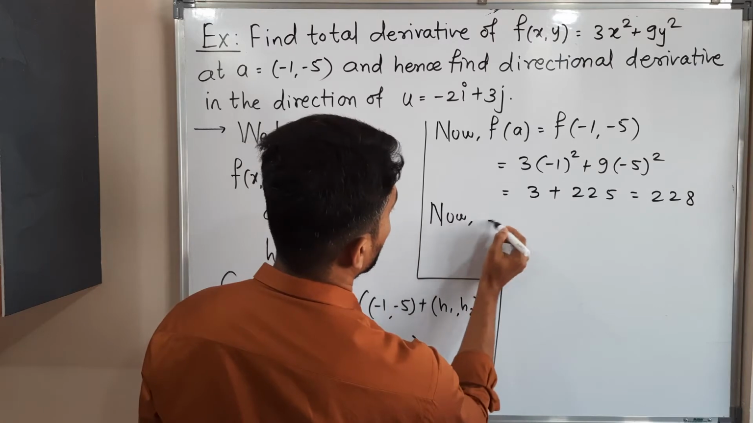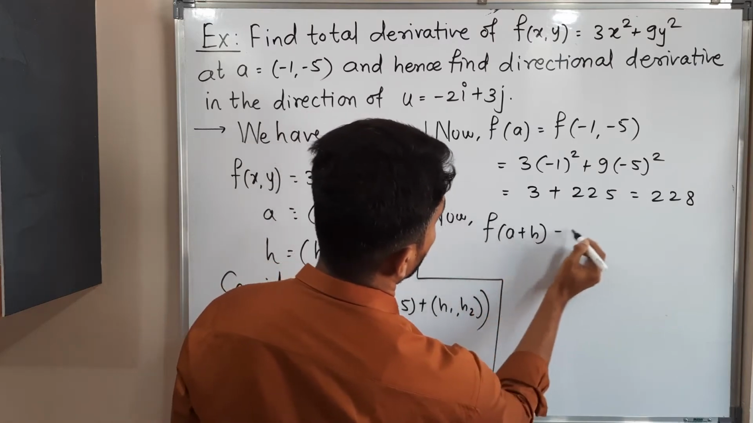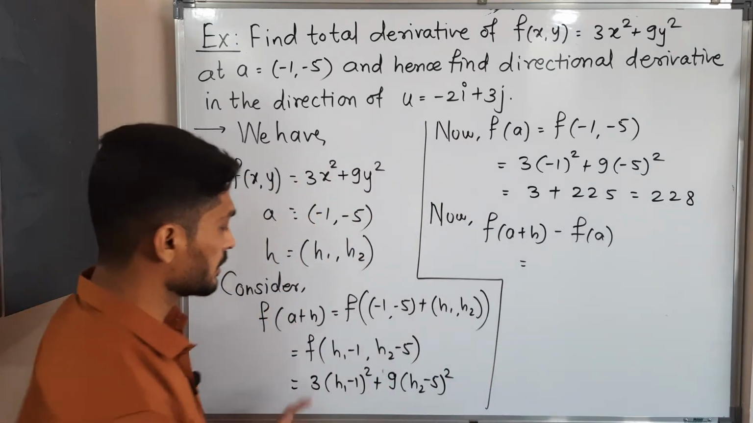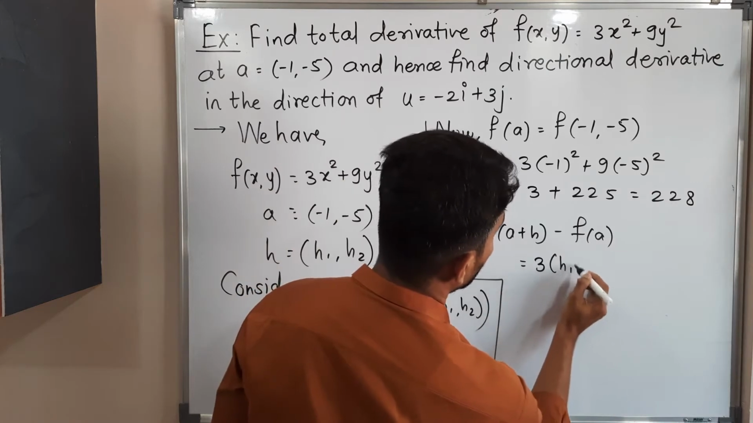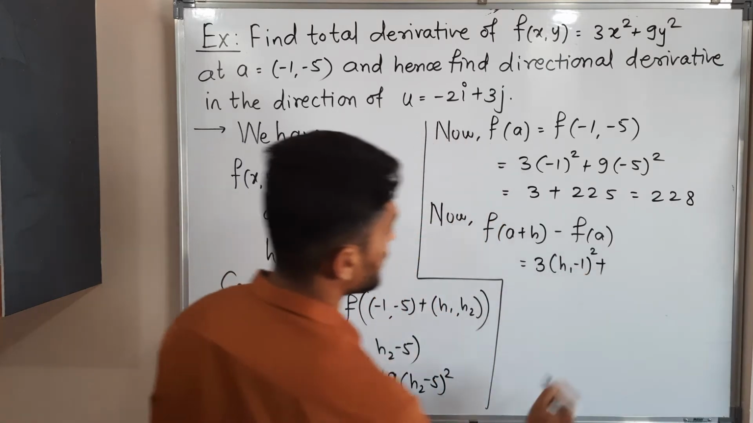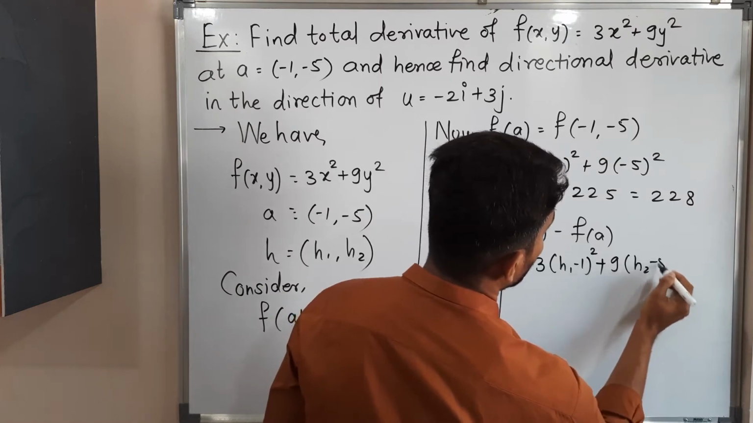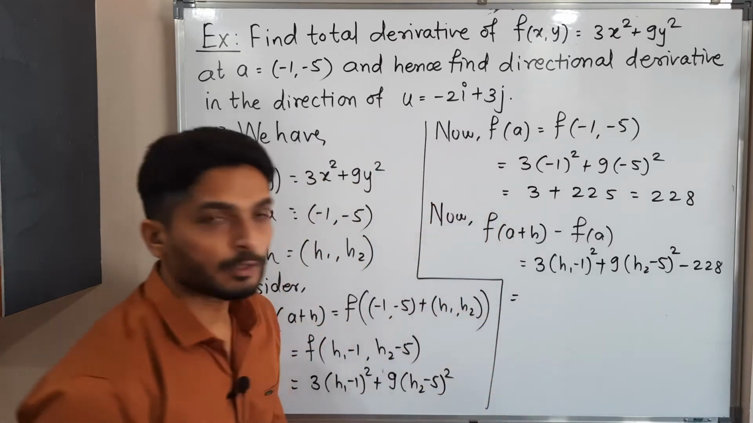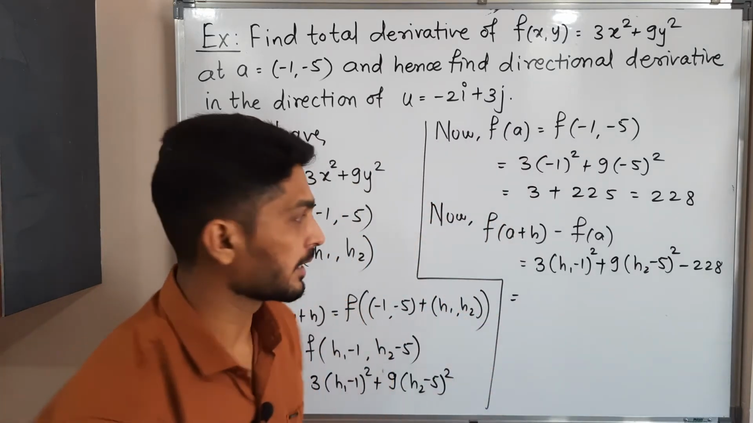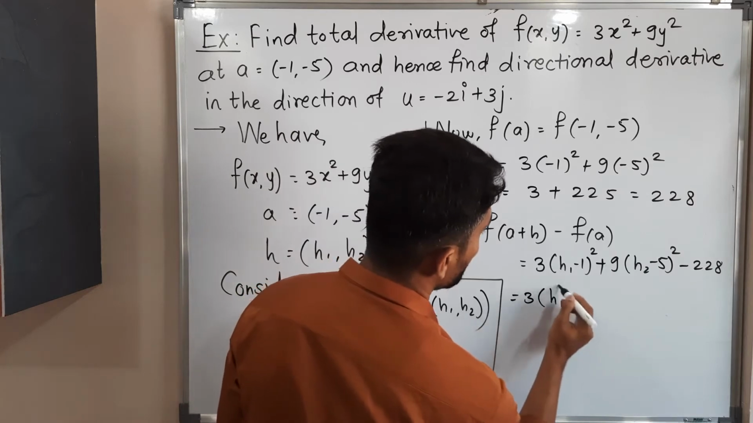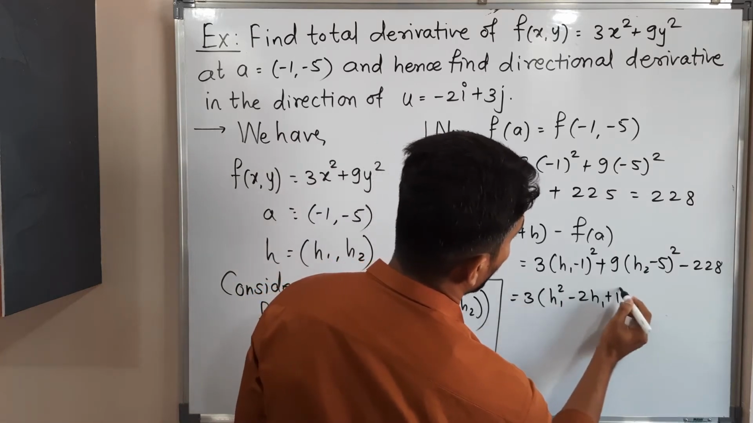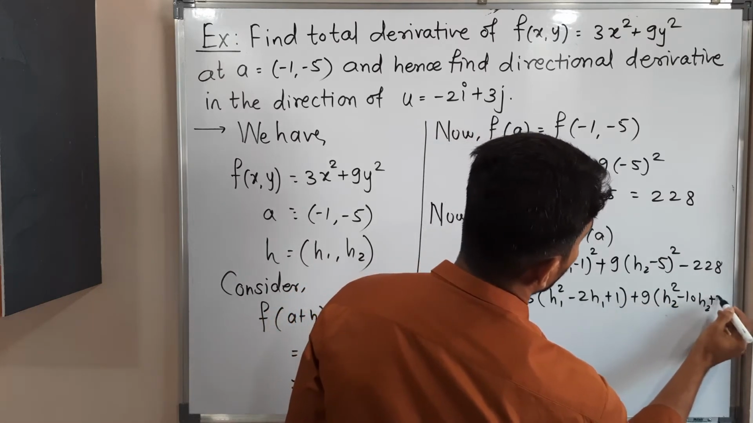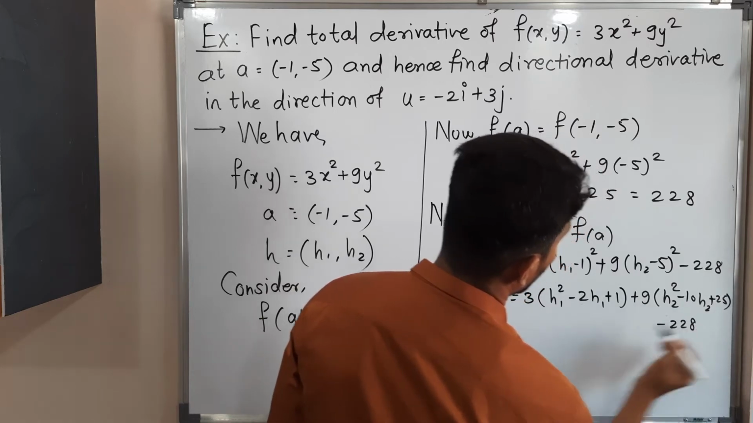Now, f of a plus h minus f of a. So simply we have to subtract. This is our f of a plus h: 3(h1 - 1) square plus 9(h2 - 5) square minus f of a, which is 228. What will I do? I will expand the brackets and we will simplify. 3 times its expansion, h1 square minus 2h1 plus 1, plus 9 times its expansion, h2 square minus 10h2 plus 25, minus 228.